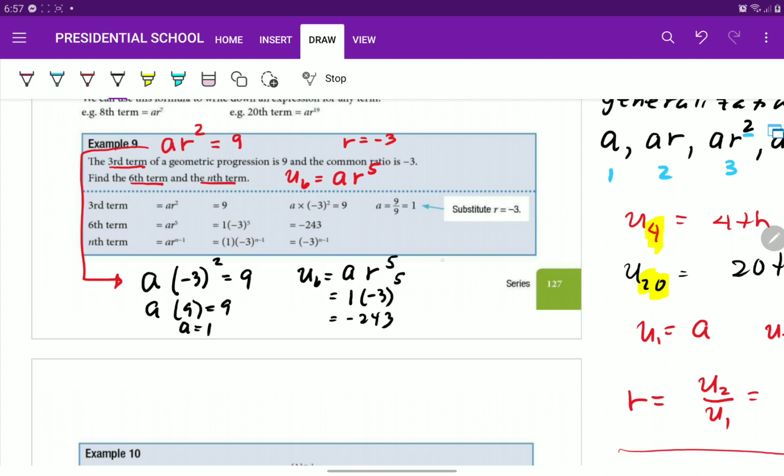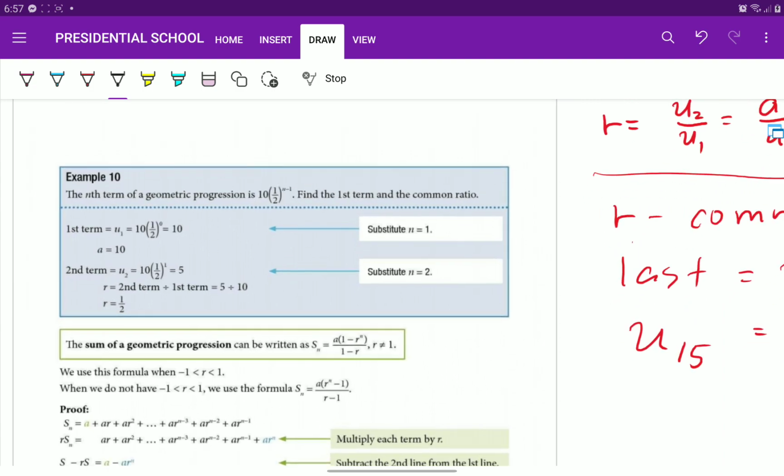What is now the u sub n? Again, u sub n is equal to the first term times r to the n minus 1, right? So u sub n is equal to 1 times your r, negative 3, raised to the power of n minus 1. So therefore, the final answer of u sub n is equal to negative 3 to the n minus 1. Alright?